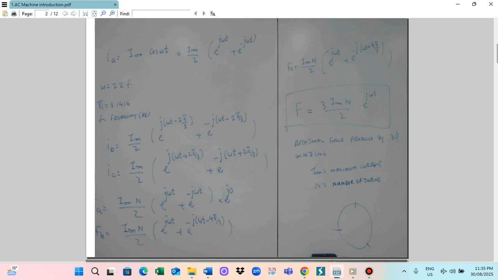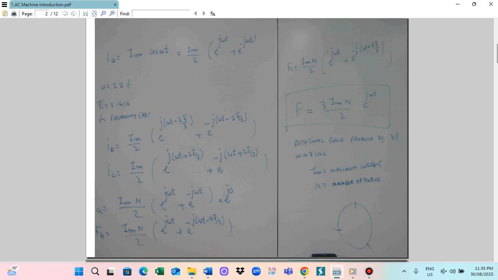And the C phase current you can also calculate. IC is equal to IM by 2 times e power j omega t plus 2 pi by 3 plus e power minus j omega t plus 2 pi by 3. So the A, B, C phase currents can be calculated by these formulas. Because of these formulas, the rotational force produced, FA, we can calculate by this equation.